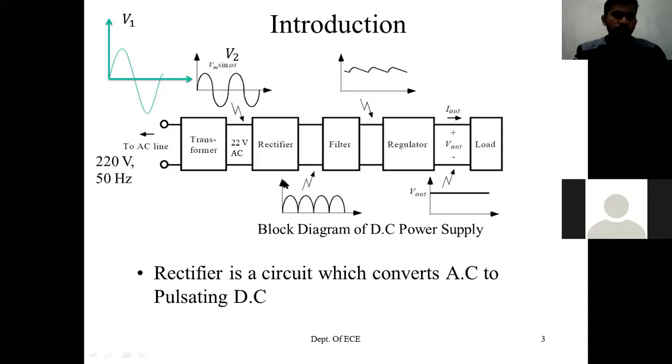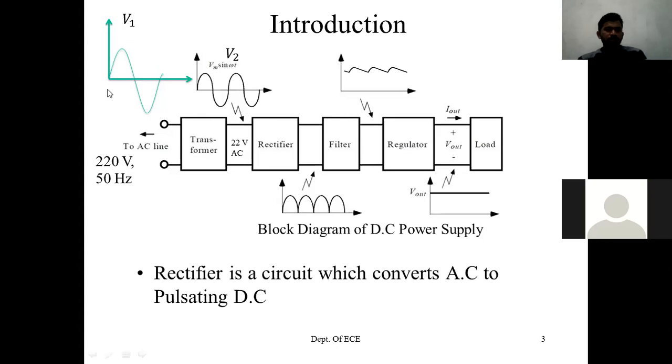In our home, AC power supply is already available. So we have an electronic device which will convert AC power to DC power. This is that device. This block diagram will convert the AC power supply to DC power supply. We will see each element in this block diagram one by one.